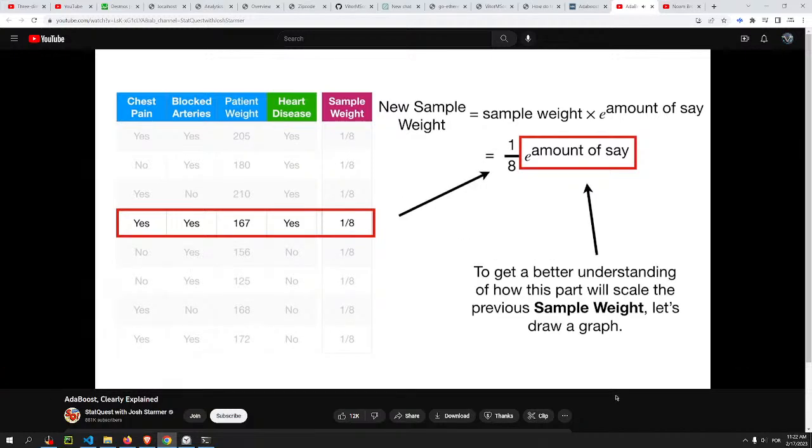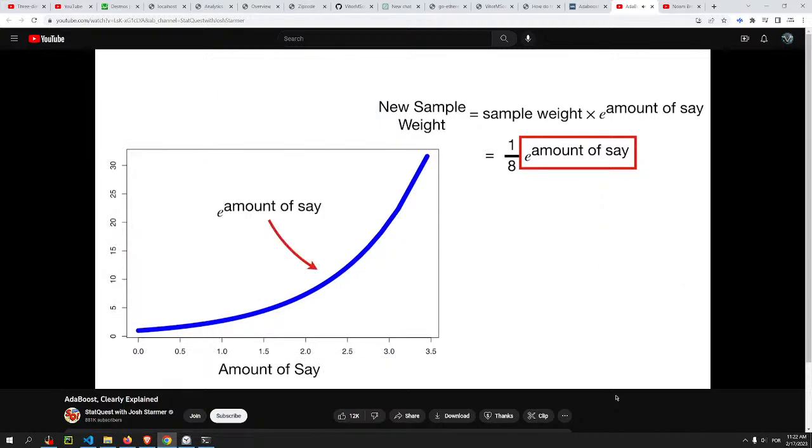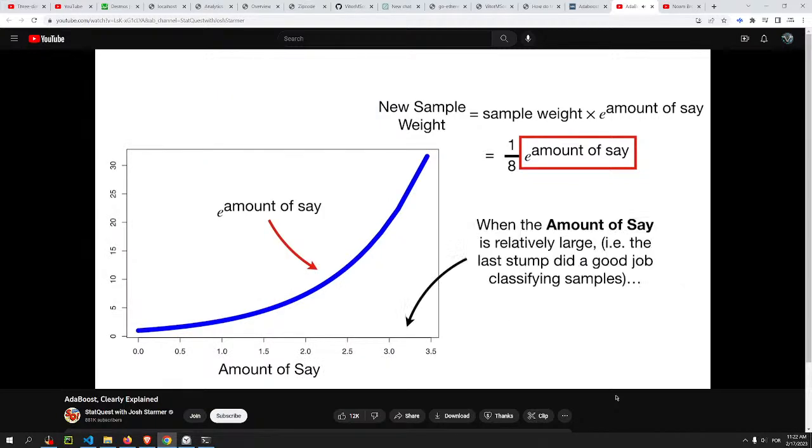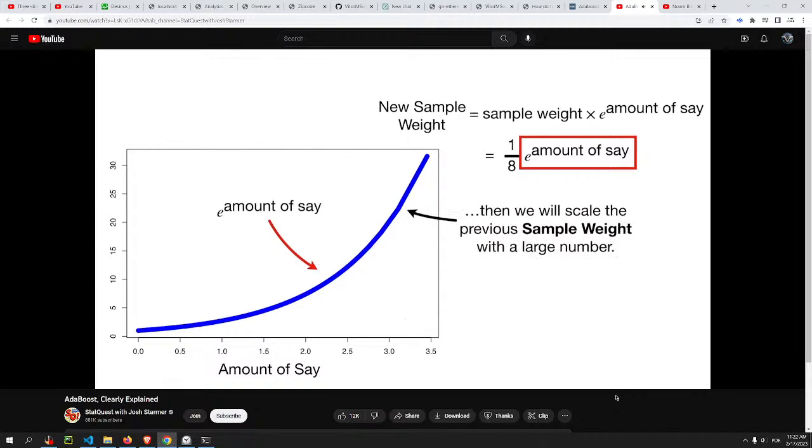To get a better understanding of how this part will scale the previous sample weight, let's draw a graph. The blue line is equal to e raised to the amount of say. When the amount of say is relatively large, i.e. the last stump did a good job classifying samples, then we will scale the previous sample weight with a large number. This means that the new sample weight will be much larger than the old one.